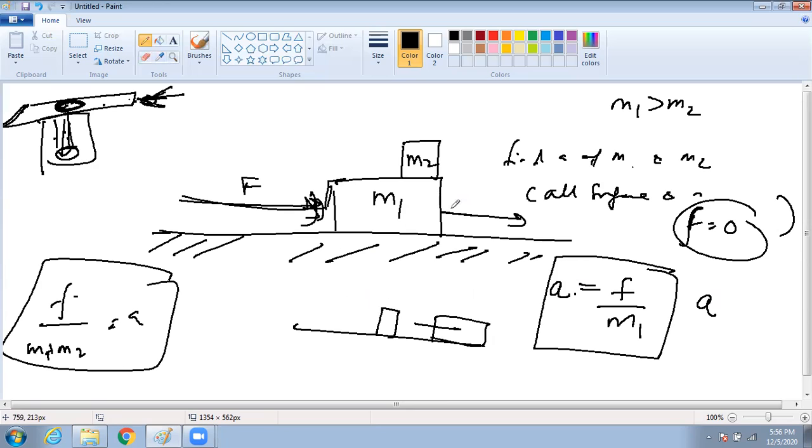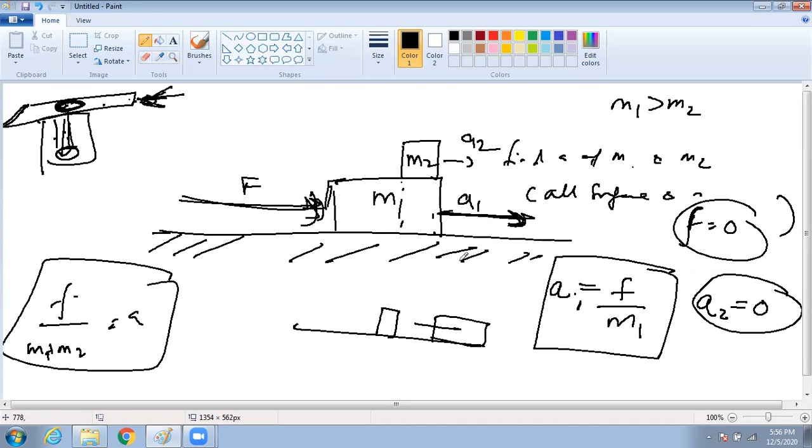And this is your A1, this is your A2. Let's say this A2 for M2 is how much? 0. Why? Because the bottom mass will only fall. This will not move. This will only fall.